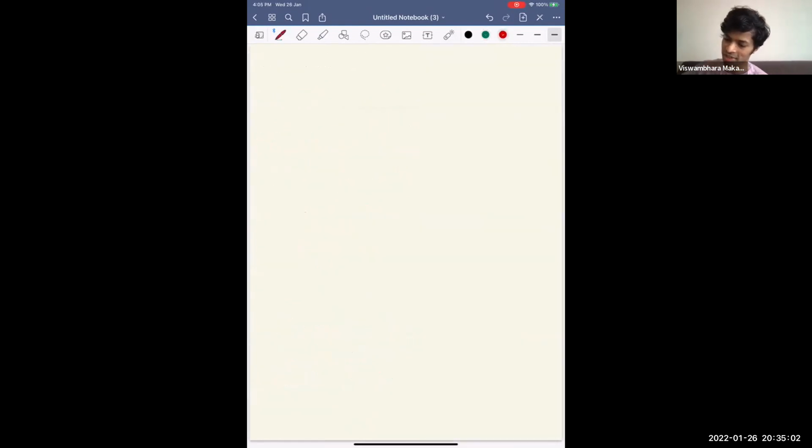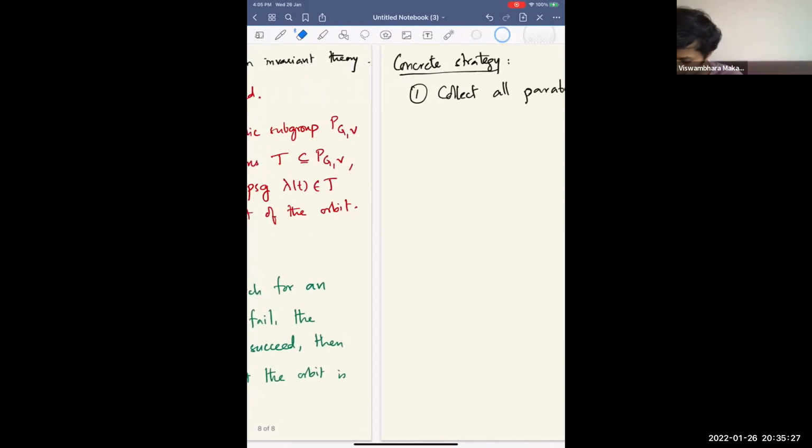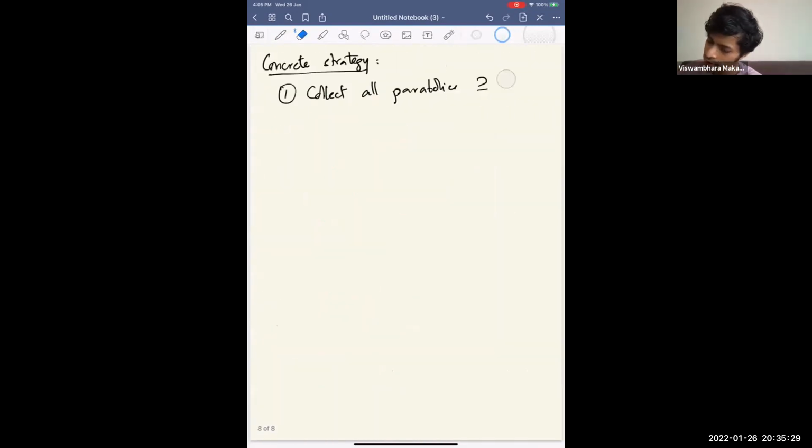So let me give the strategy, a concrete strategy, before I start telling you what these parabolics and these maximal tori and all of these things look like. So the concrete strategy is, first, collect all parabolics that contain this stabilizer. What did I write the stabilizer as? Because these are the only parabolics that I have to look at. These are the only choices for this optimal parabolic subgroup.